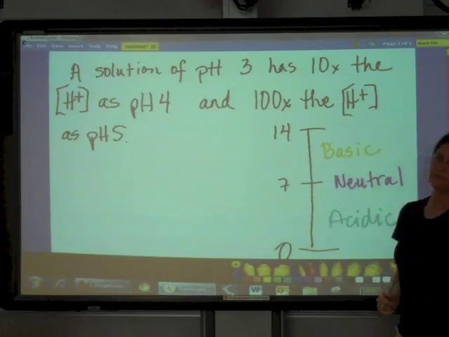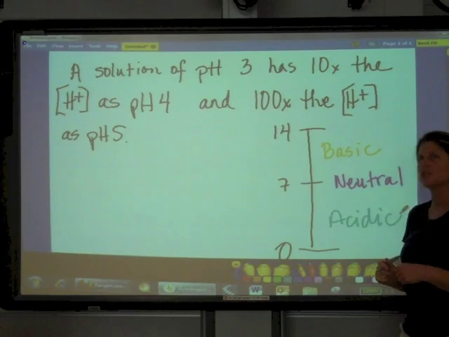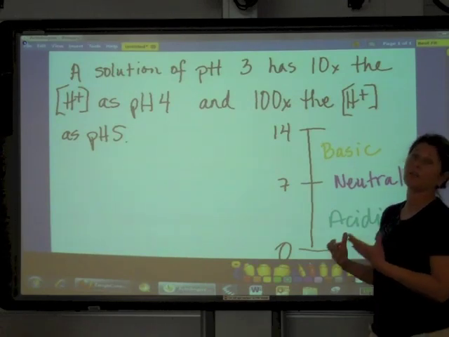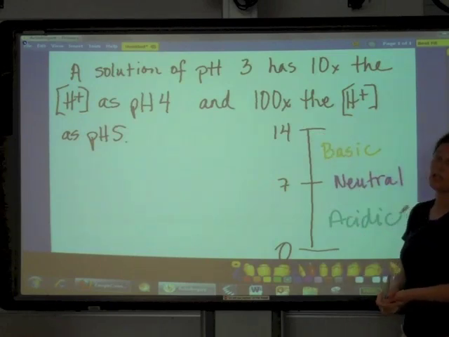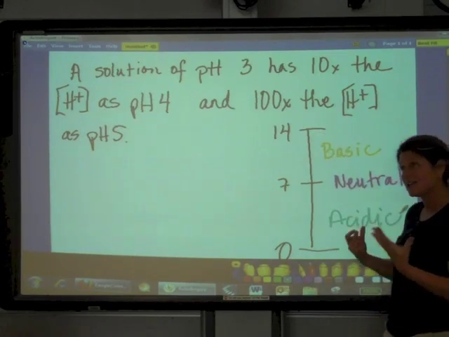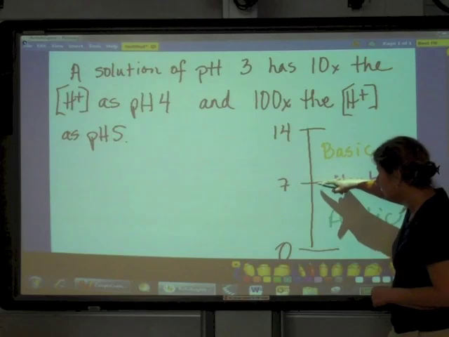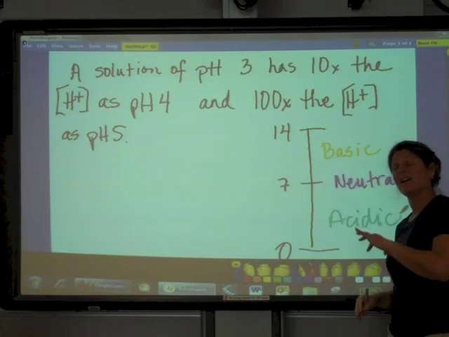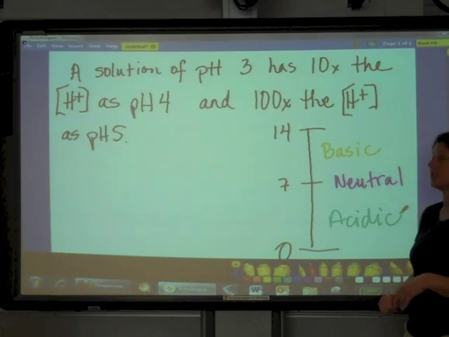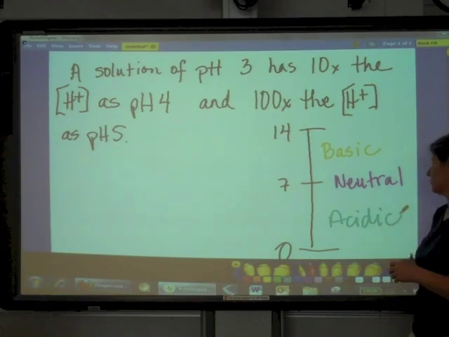Below, the hydrogen ion concentration is greater than the hydroxide. Above, the hydrogen ion concentration is less than the hydroxide. And here at 7, neutral, the hydrogen ion and hydroxide ion concentrations are equal in solution.